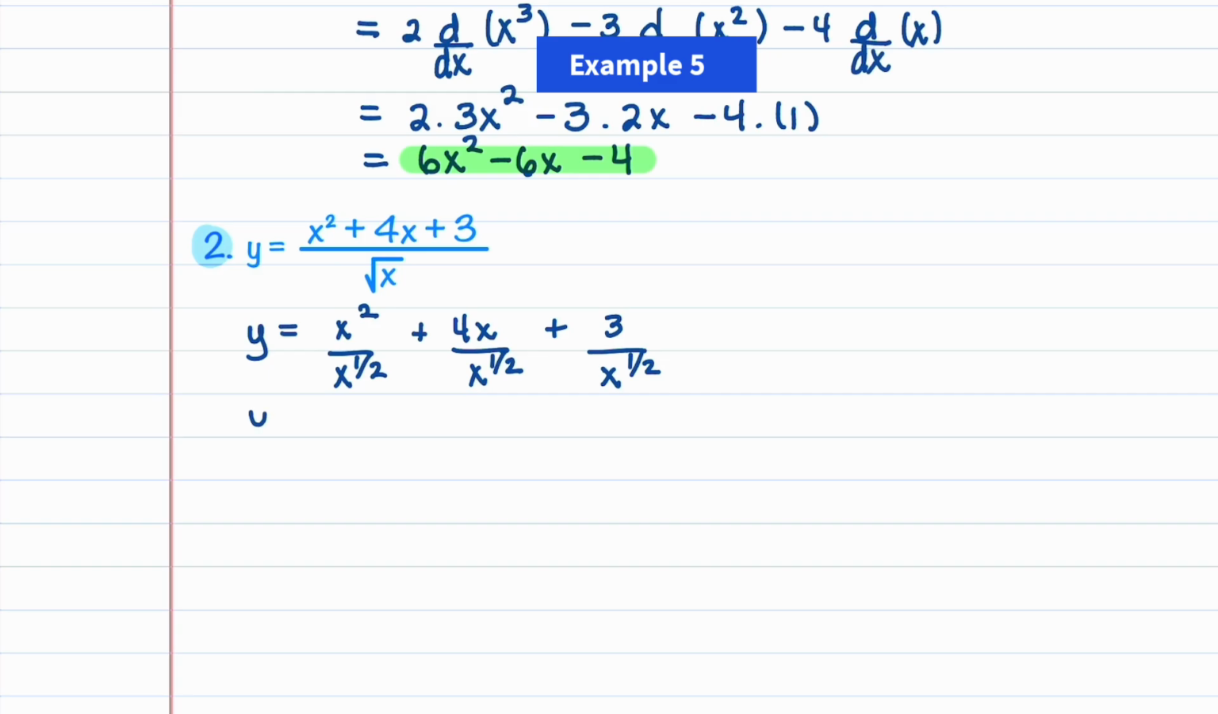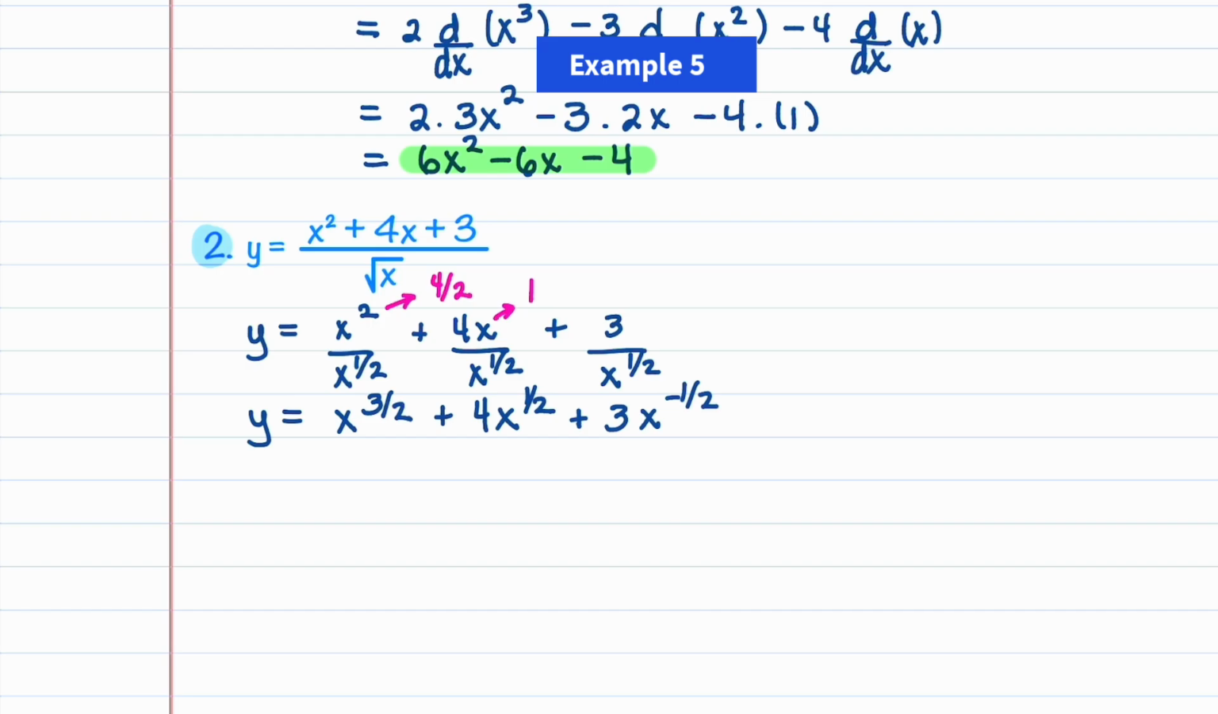Let's now rewrite this. This is y is equal to x to the 3/2. I got that because we can think of 2 as 4 divided by 2, and then we just took 4 and subtracted 1. And then for our next term, we have 4x to the 1/2. This is just 1, and then we subtracted a half. And then our last term is 3x to the minus 1/2, just bringing that 1/2 up on top.